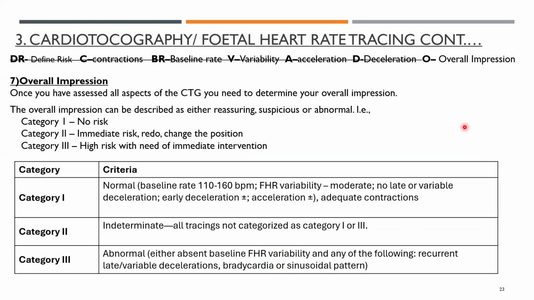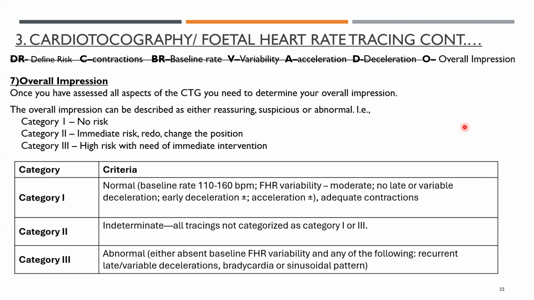So based on the CTG, you can have category 1, which is no risk. Category 2, an immediate risk, where you'd redo, change the position, or anything basically that does not fall into category 1 or 3. And category 3, which is high risk, with need of an immediate intervention. So what do we mean when we say that there's no risk? A category 1 patient means they're ticking off the boxes in everything properly.